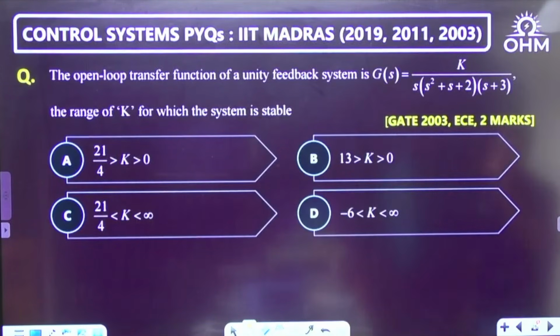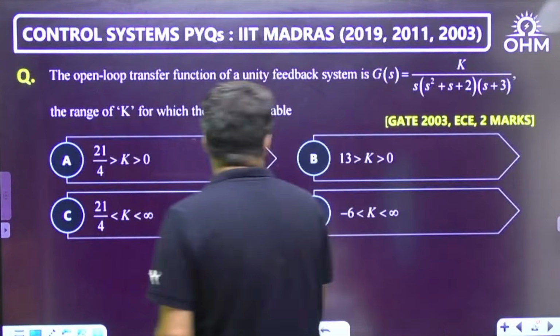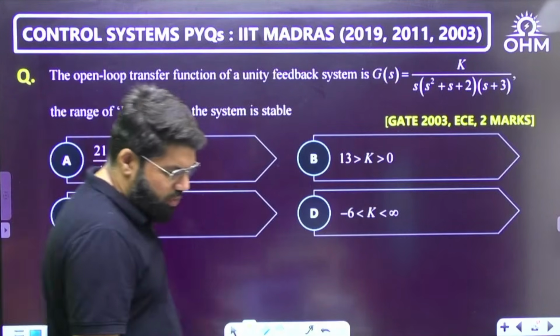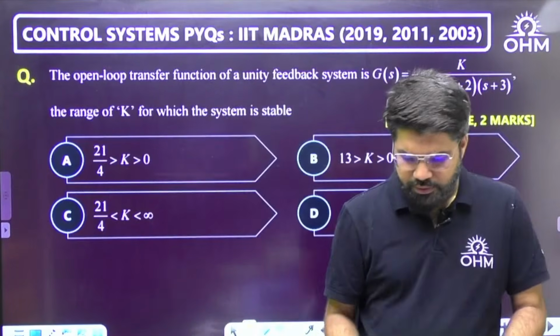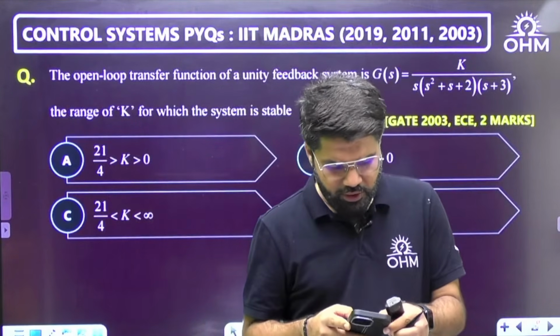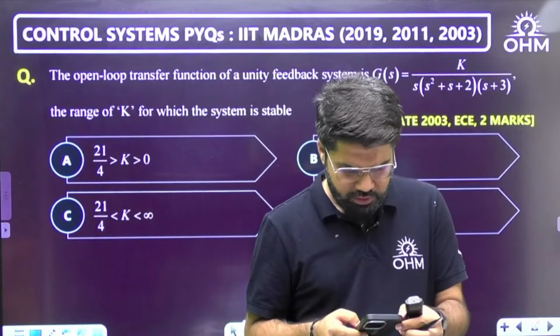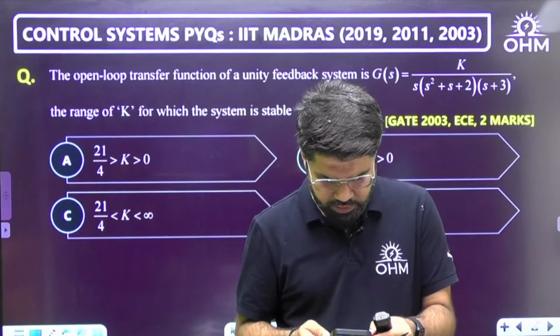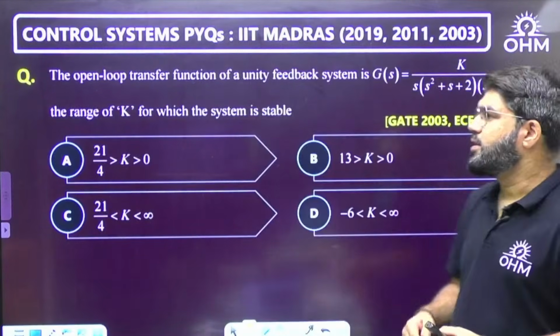All right, a stability question. The open loop transfer function of a unity feedback system is given as k upon s into (s square plus s plus 2) into (s plus 3). What is the range of k for which the system is stable? A similar question was there in the 1 mark category as well. Let's move ahead and check this question.